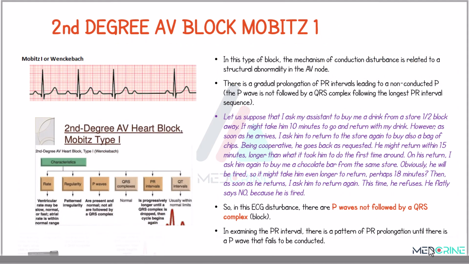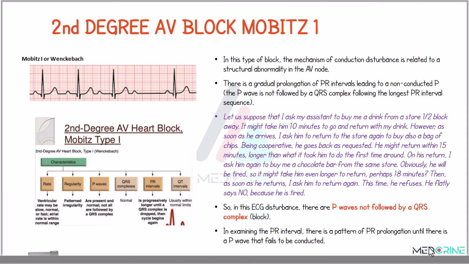Let's start with the first one, the Mobitz I second degree heart block or Wenckebach. In this type of heart block, the mechanism of conduction disturbance is related to the structural abnormality of the atrioventricular node itself. So, there is a gradual prolongation of the PR interval that leads to a non-conducted PR interval. In short, the P wave is not followed by the QRS complex following the longest PR interval sequence. Let's use this analogy to help you understand better the Mobitz Type I.